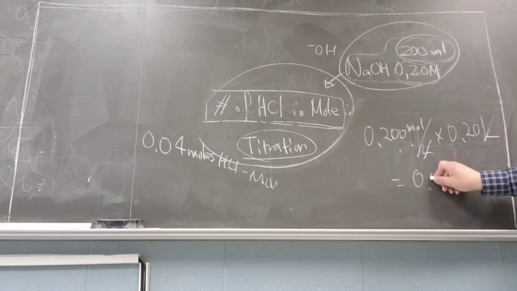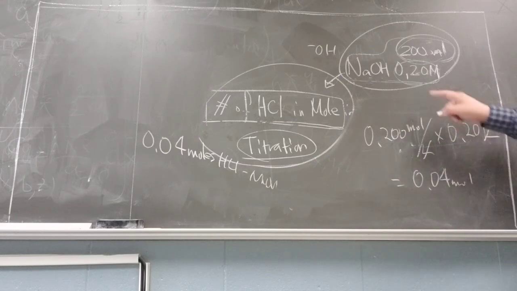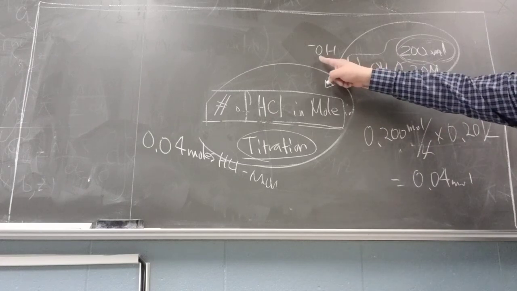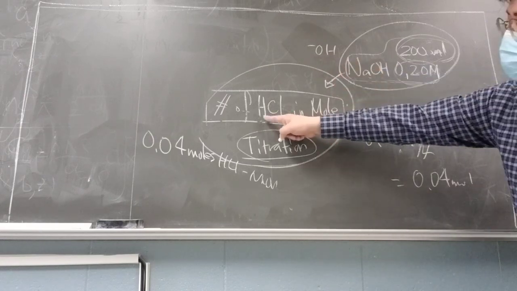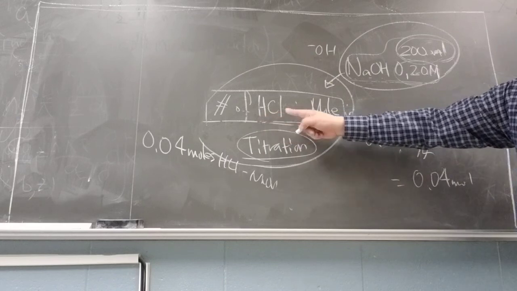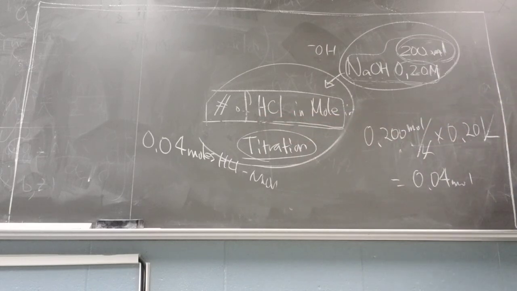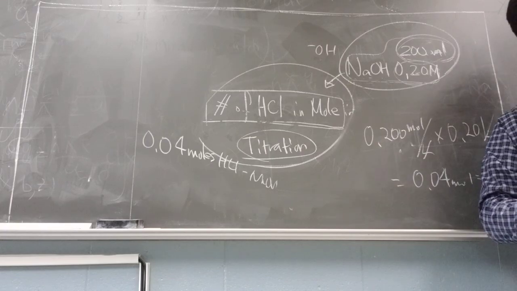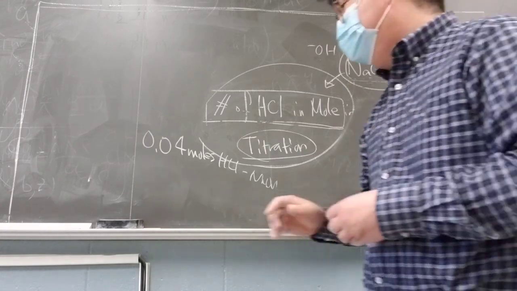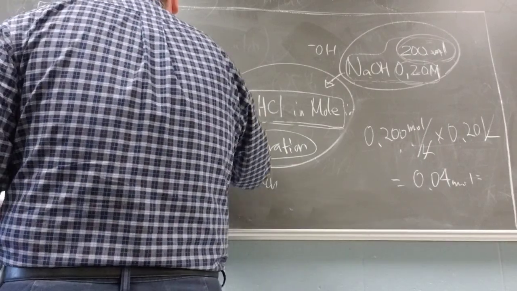So you have 0.04 moles of what? NaOH. Also the same number of OH minus, also the same number of H plus, or the same number of HCl, because it's a 1:1:1:1 ratio. So that is also the answer too. Makes sense, right? Okay, perfect. All right, let's move on.